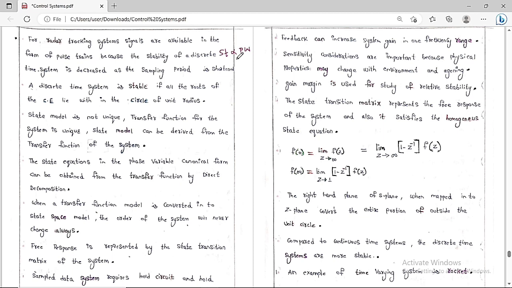Even though you are converting from a transfer function model to a state space model or from a state space model to a transfer function model, in both cases the order of the system will be the same. It will never change.